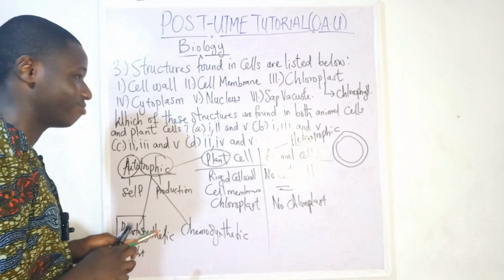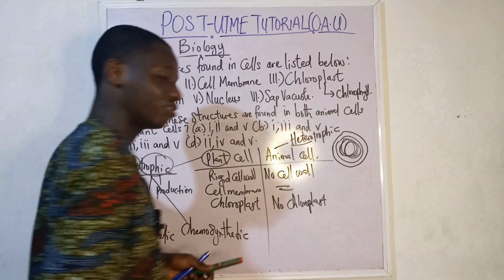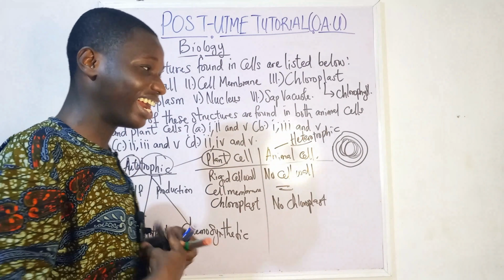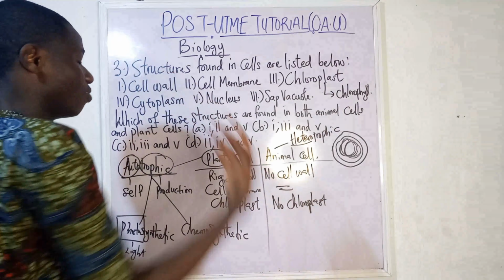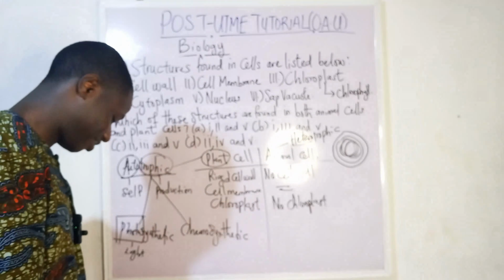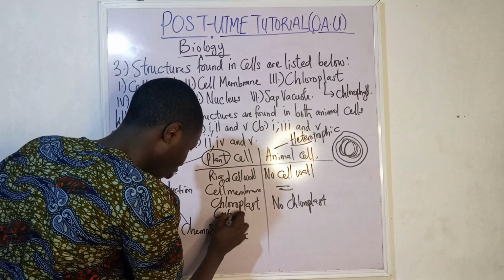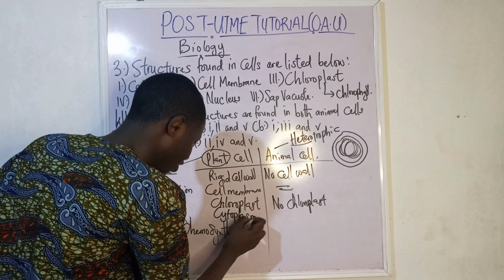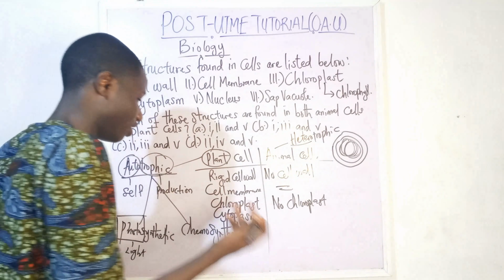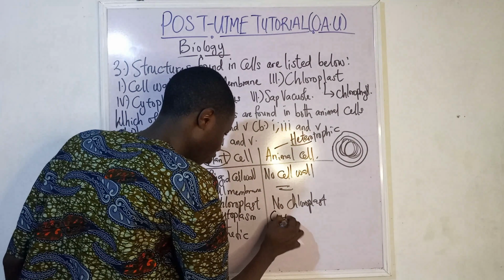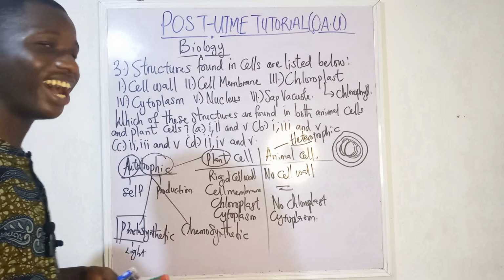Now cytoplasm is just like a fluid that suspends all the organelles in both plant cell and animal cell. So of course, cytoplasm will be in the animal cell and also in plant cell. Because cytoplasm is just like a fluid that suspends all the parts or the organelles of cells. So cytoplasm is in both of them. Now what else again? Nucleus.